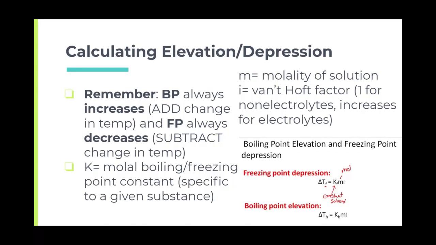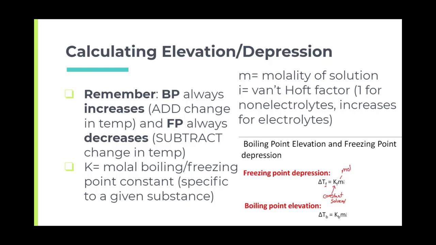So you can see in the bottom right, you have the equations for freezing point depression and boiling point elevation. They look very similar, except for the constant and the change in temperature. Both just have a subscript of F or B for freezing or boiling. That letter K is the molal boiling or freezing point constant, and that's specific to each given substance. And then the molality is represented by m, and then i is the Van't Hoff factor. So this describes how much of your solute is going to dissociate once put in a solution.